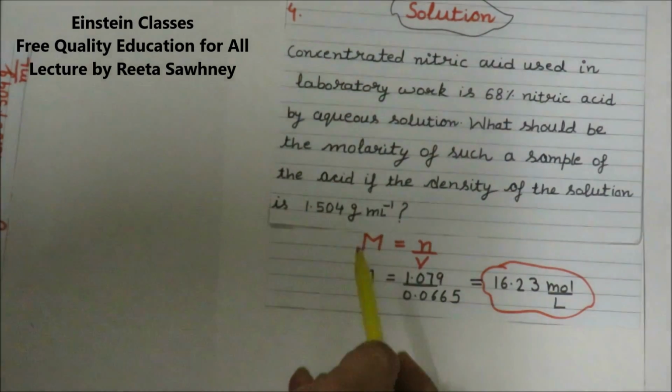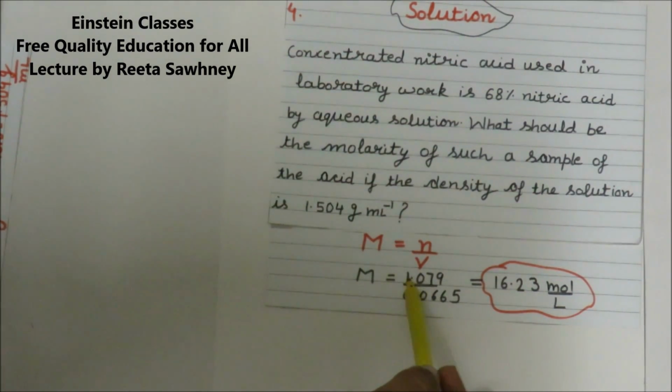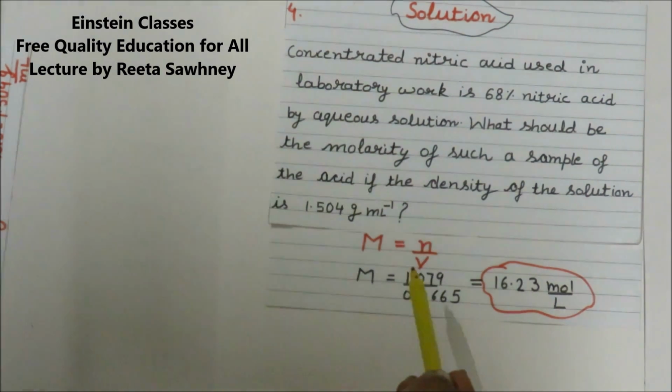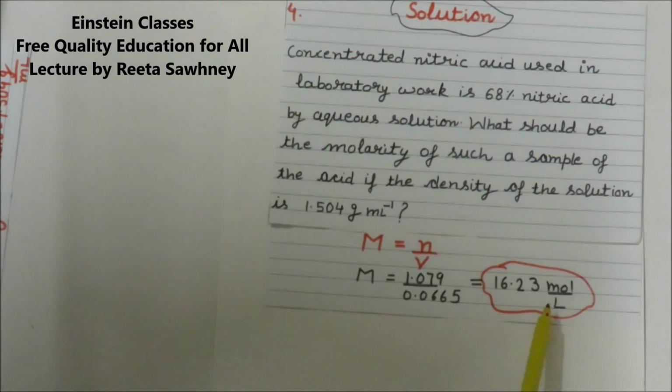Now by placing the values in molarity, that is n by V, the number of moles we have already calculated is 1.079 moles of the solute, that is nitric acid, and the volume of solution is 0.0665 liter, so molarity will come out to be 16.23 mole per liter.